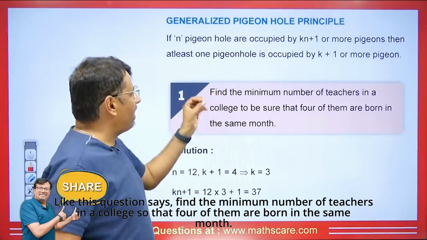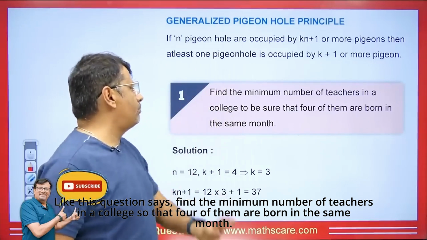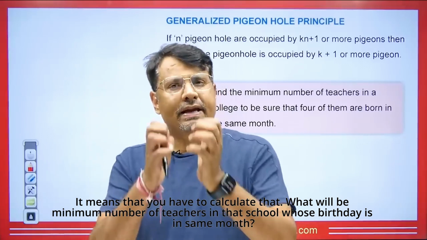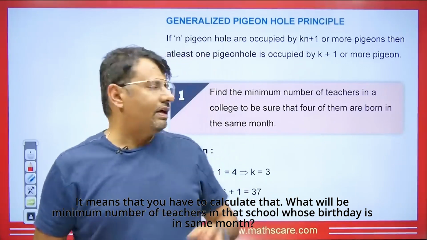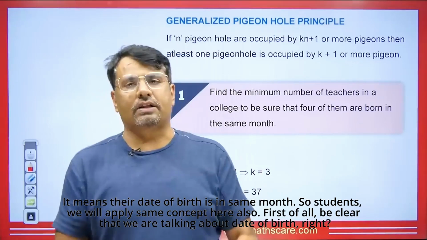This question says, find the minimum number of teachers in a college so that 4 of them are born in the same month. It means you have to calculate the minimum number of teachers whose birthday is in the same month, that is, their date of birth is in the same month.